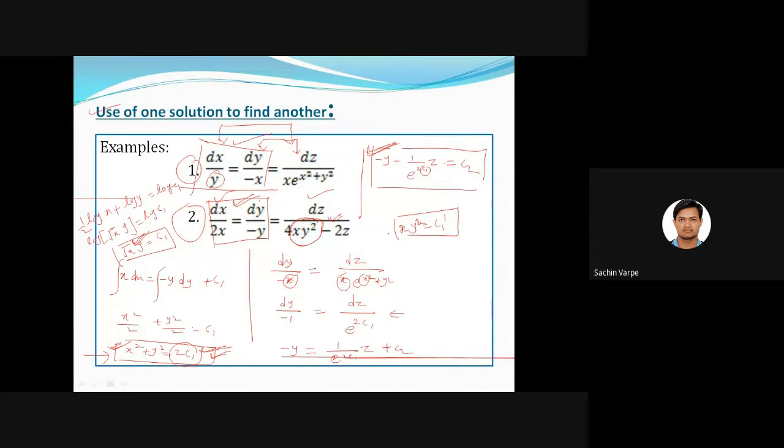Is this clear to everyone? Method of grouping. You can ask your doubts if any.